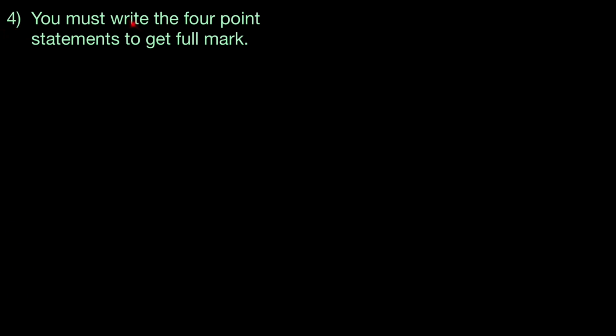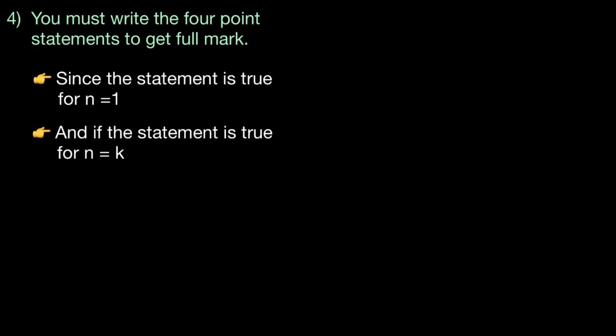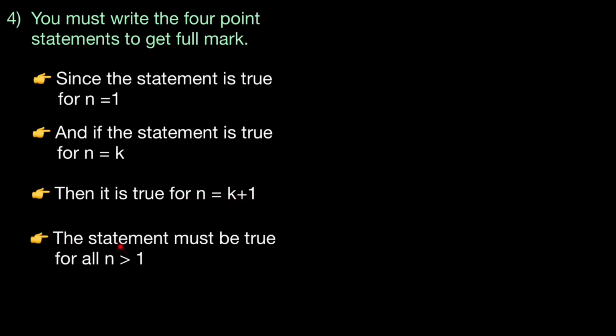Step 4, we must write the 4-point statements to get full marks. The first, since the statement is true for n equals 1, must be written down, followed by the second, if the statement is true for n equals k, followed by, then it is true for n equals k plus 1, and finally, the statement must be true for all n greater than or equal to 1. All these 4 statements must be written down in order to get the full marks.